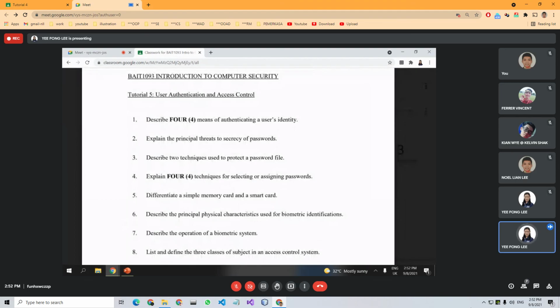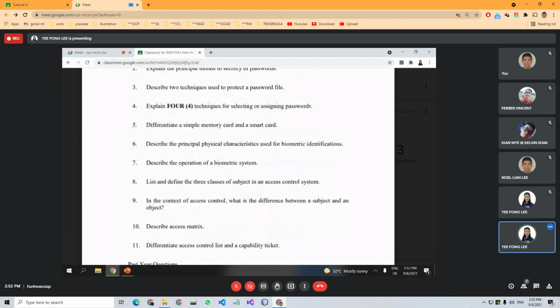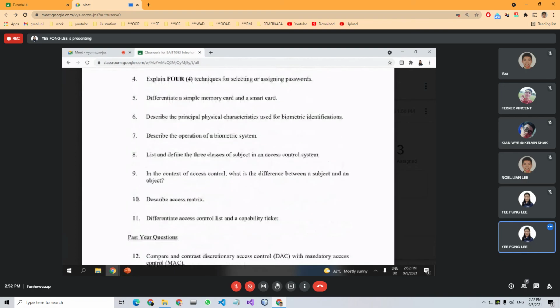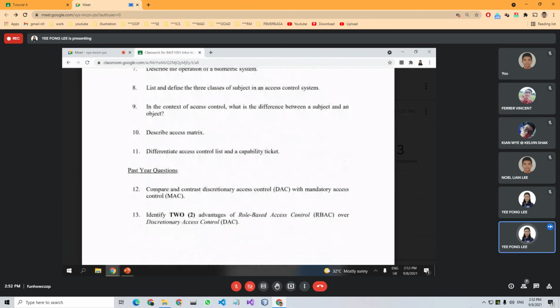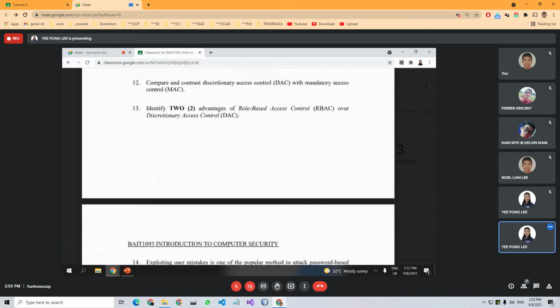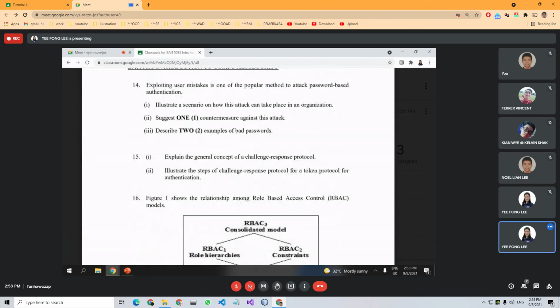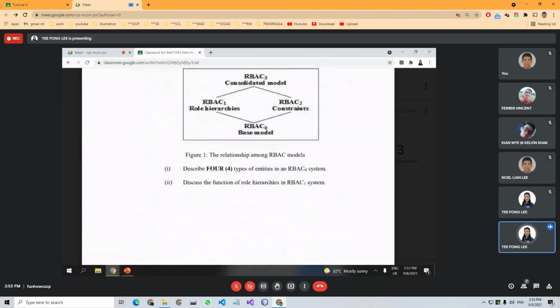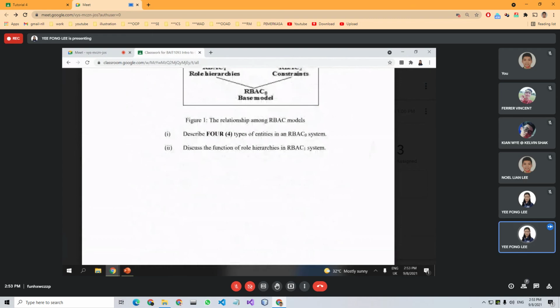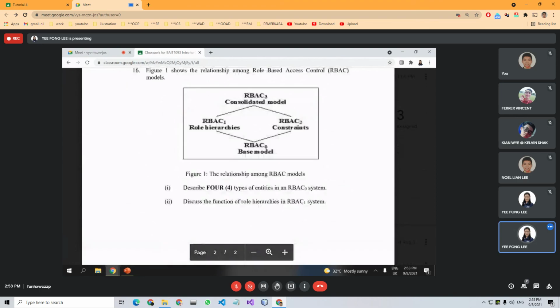Tutorial 5: describe four means, principles of threats. Let me go through: describe 2 techniques and then 4 techniques for selecting assigned passwords. Great, this chapter we don't have any calculation like the previous 2 chapters, right? Mostly understanding only. The ABC, describe 4 types of entity. All this you can get from the notes. Okay, discuss the function.